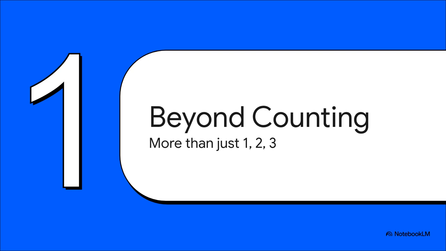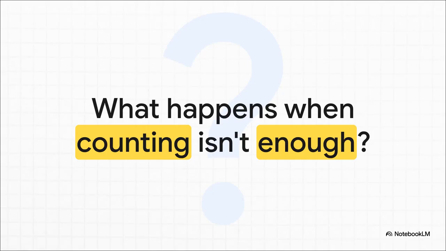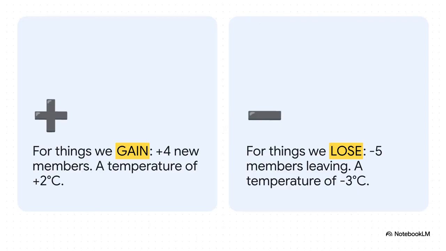All right, so our first big idea is about moving beyond simple counting. Think about it. How do you write down that you owe a friend $5? Or that it's 10 degrees below zero outside? The positive numbers we all learned as kids, well, they just don't have an answer for that. We need a new tool in our toolbox. And that tool is simply the idea of positive and negative. We use a plus sign for the good stuff, the gains, like getting 4 new members, and we use a minus sign for the losses, like 5 members leaving. It's such a simple but really powerful way to show opposite ideas.